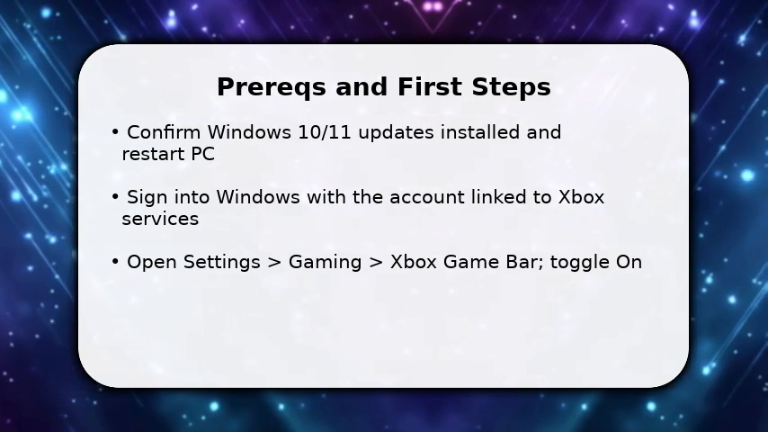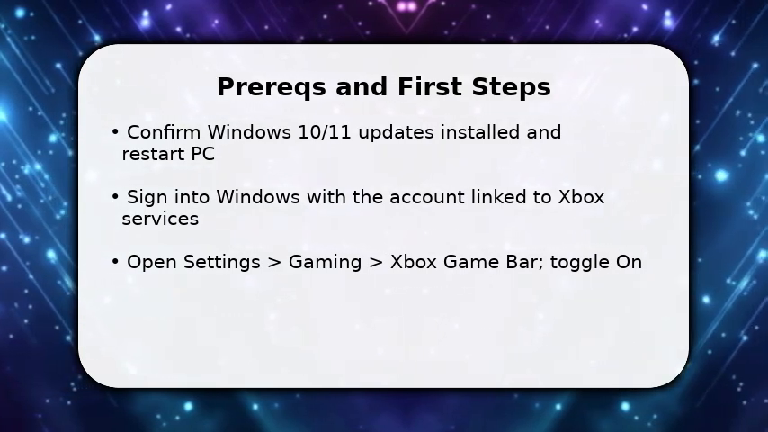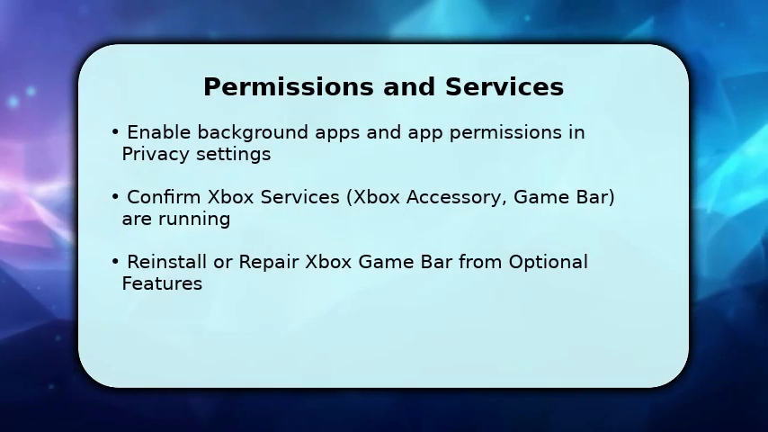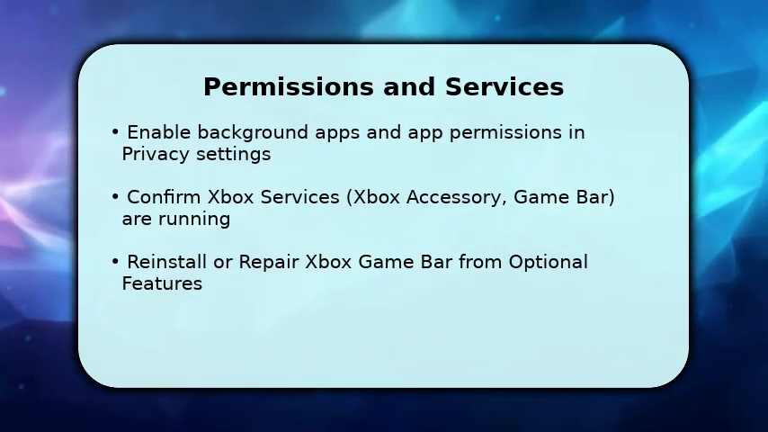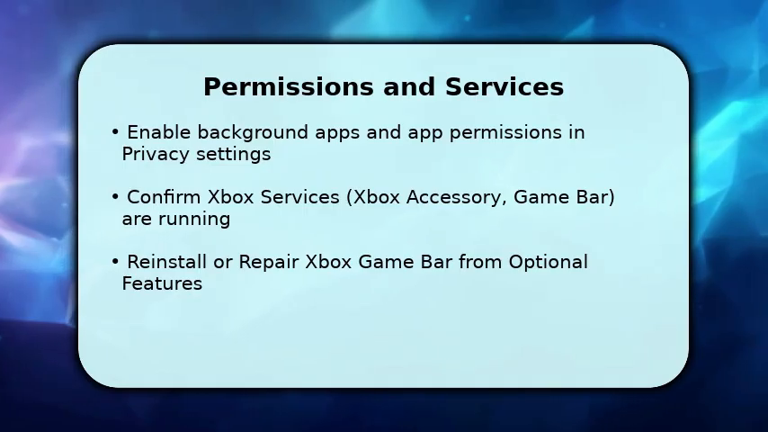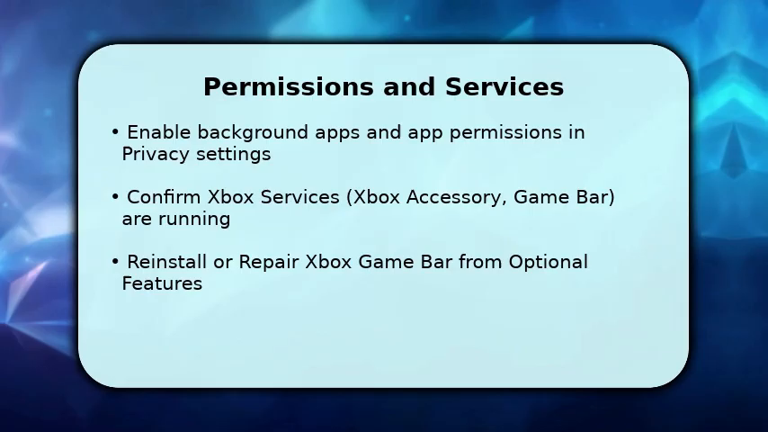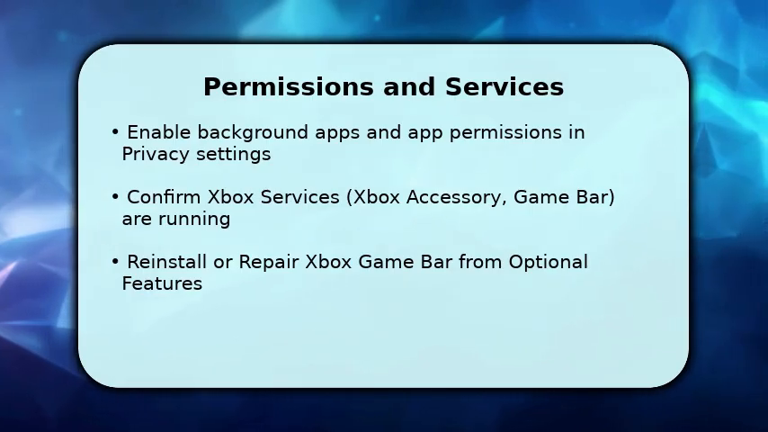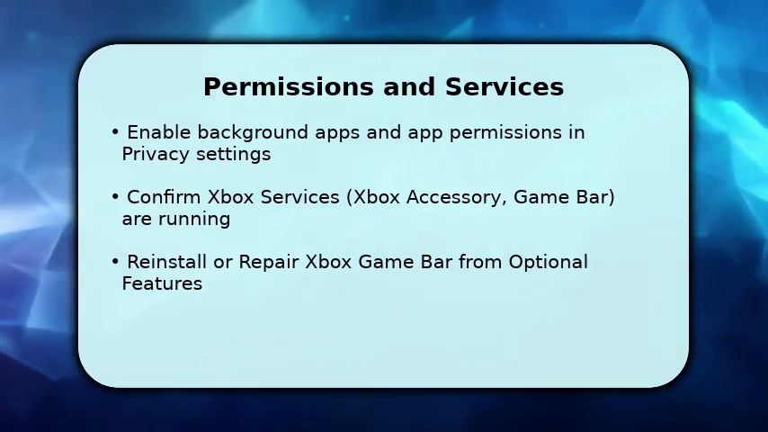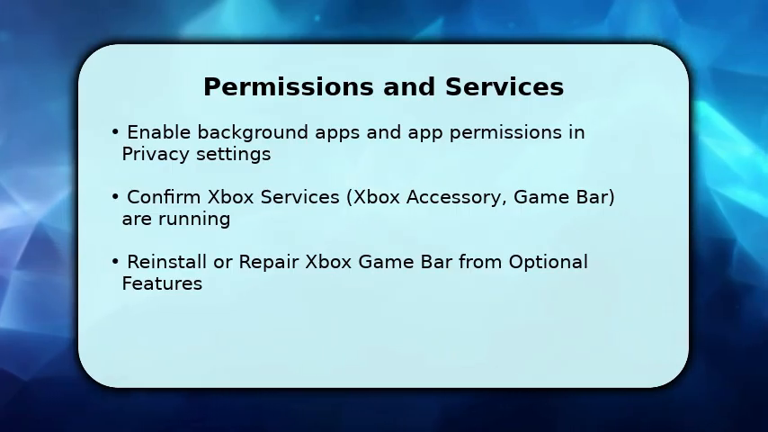Now you focus on permissions and core services because the game bar depends on them. Enable background app access and allow microphone and keyboard input in privacy so overlays can capture input. Then open Services.msc or Task Manager, and ensure Xbox-related services are running. Restart them if they're stopped.